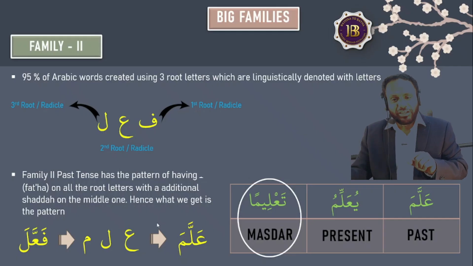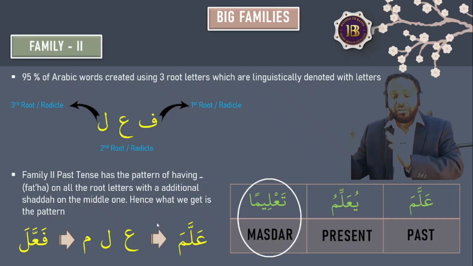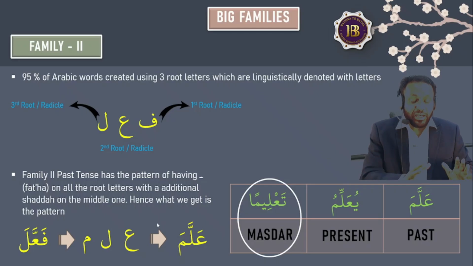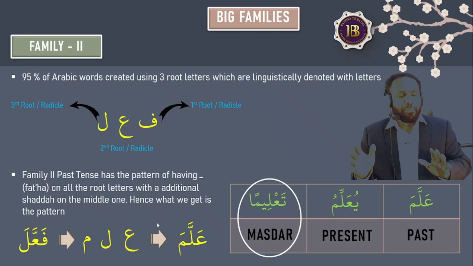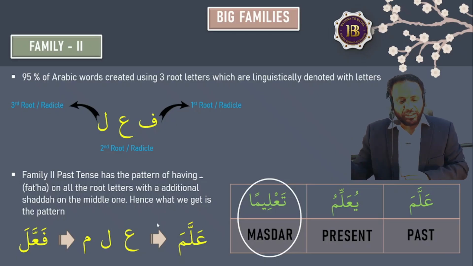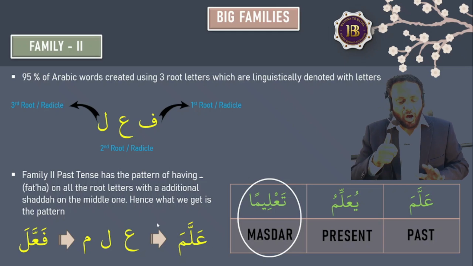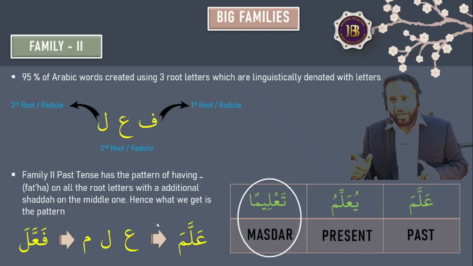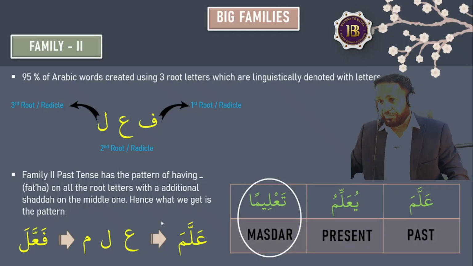Or teaching, which has no time factor in it. That is the masdar. Every family will have a past tense, a present tense, a masdar, and a lot more members. Today we are focusing on these three members. Maybe we'll add some more. But are these three members clear to everyone? Past, present and masdar of family number 2. Okay? Okay, good. Let's proceed further.